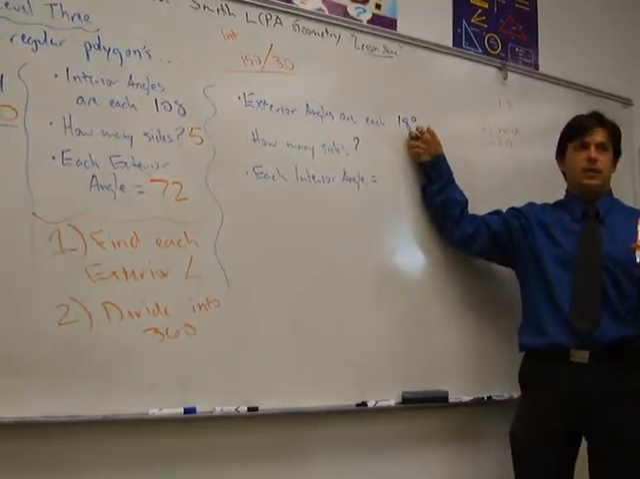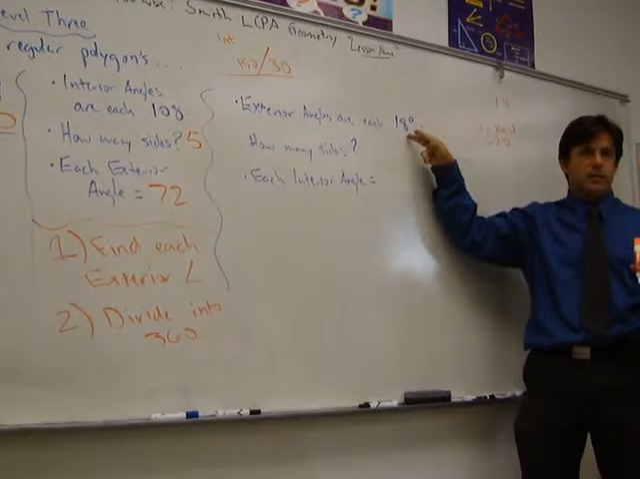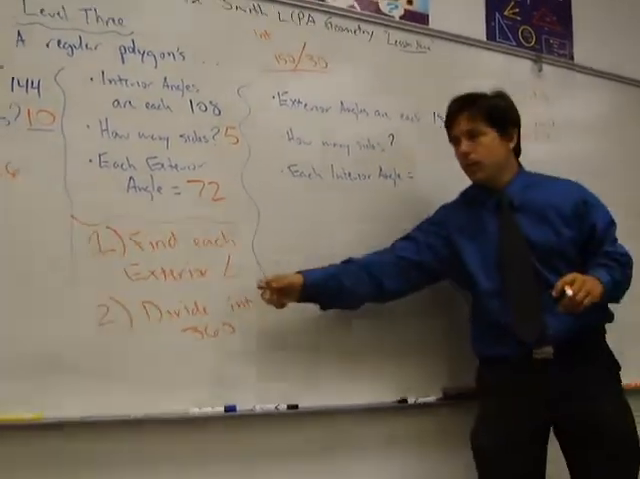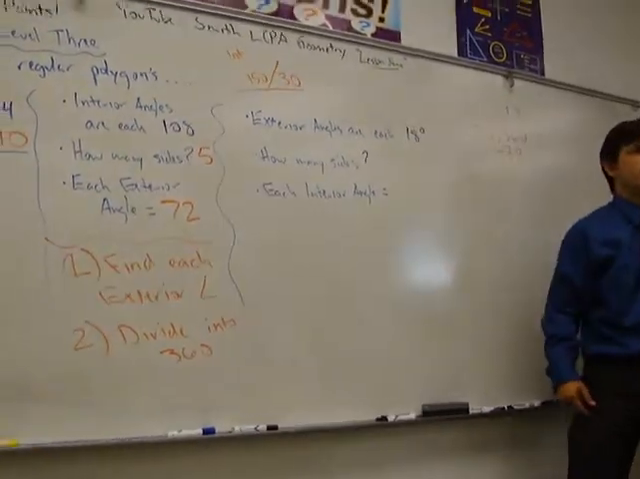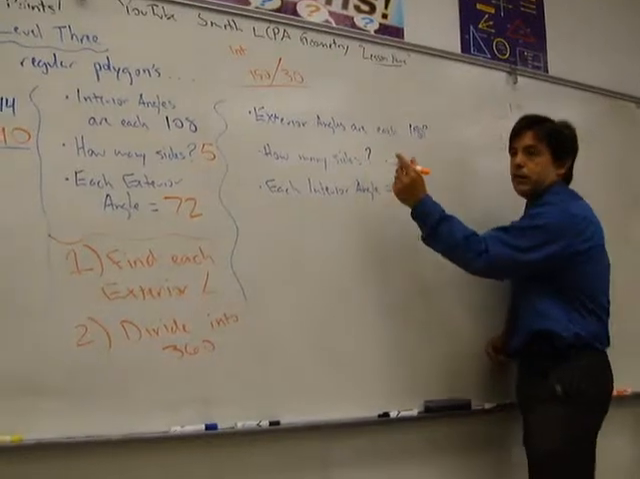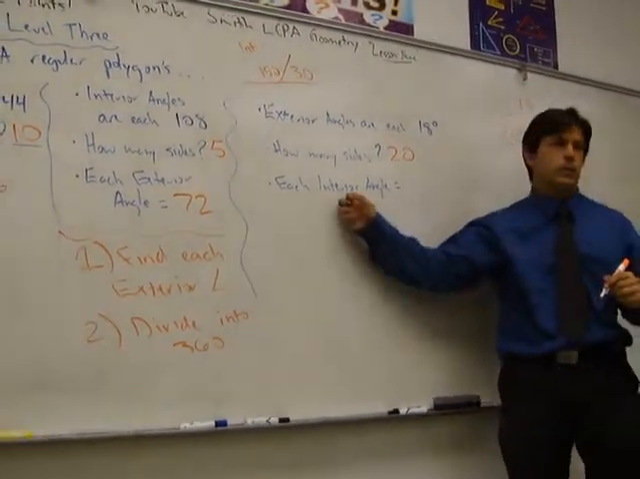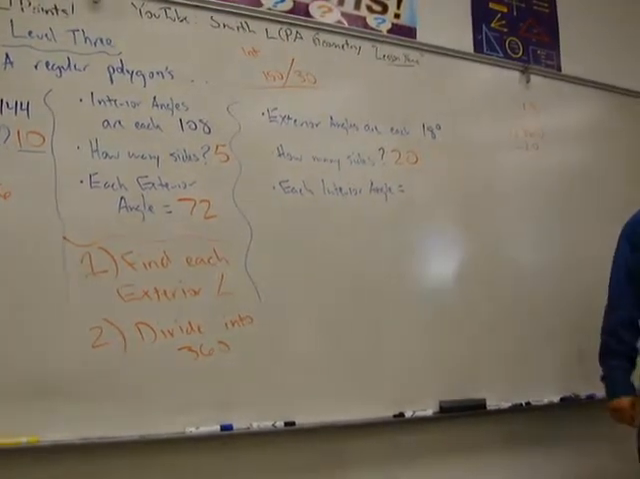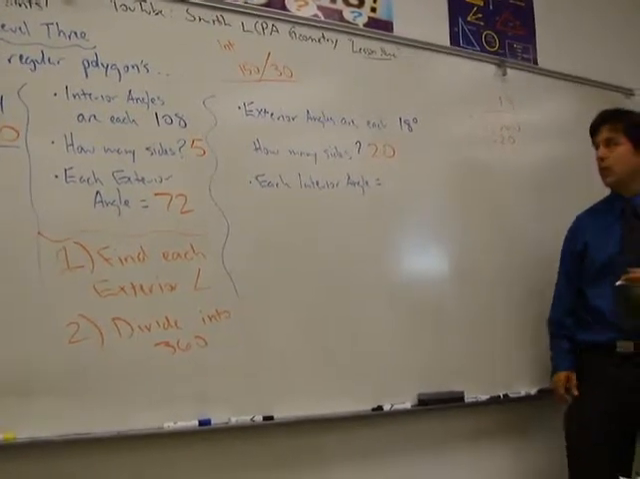Last, exterior angles are each 18. Now let's pay attention. Do we have to solve for the interiors to solve the number of sides? No. What you need to know is the exteriors, so we don't worry about step 1. How many times does 18 go into 360? 20. So how many sides will this figure have? 20. Great. And each interior angle, 180 minus 18 will get you your answer. 162.